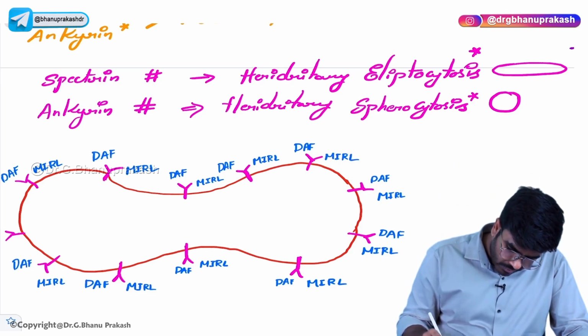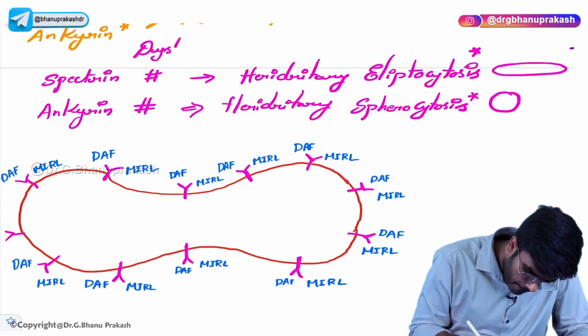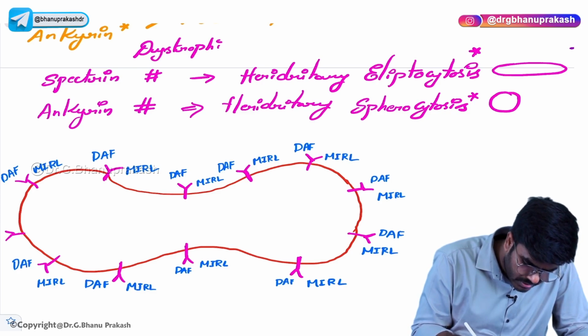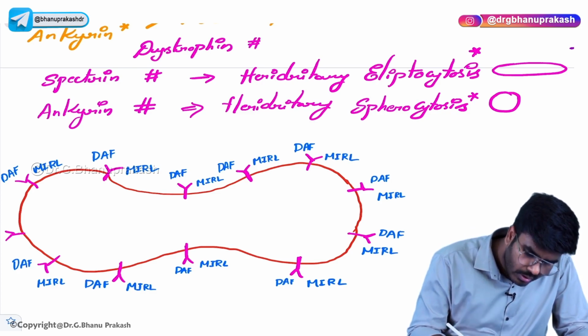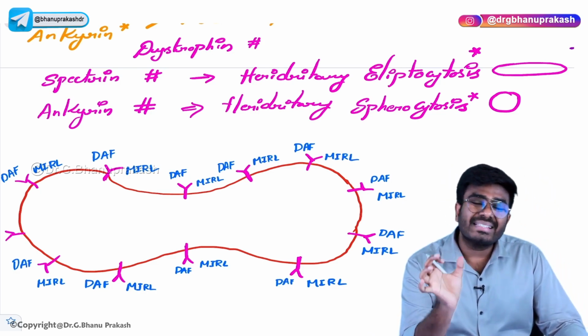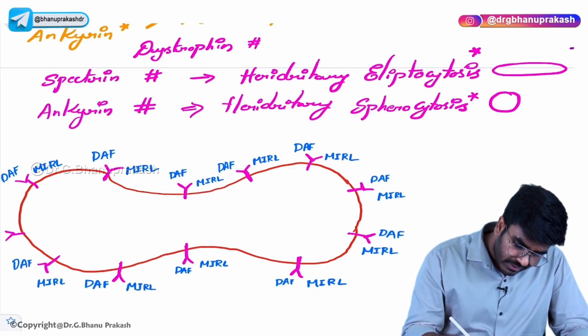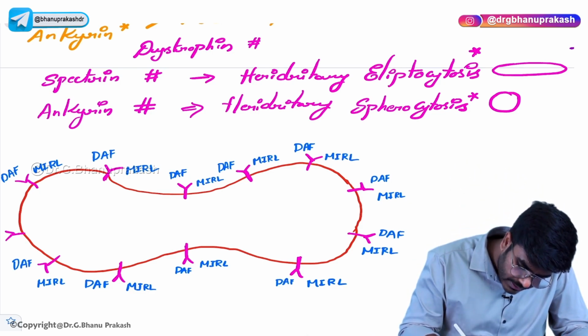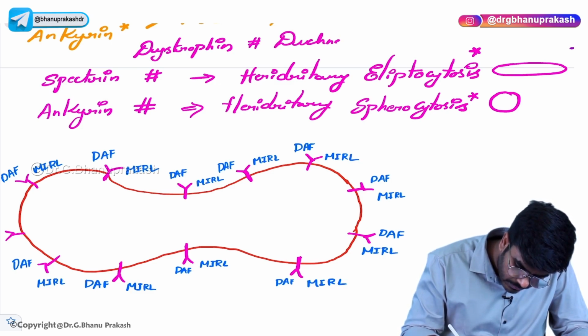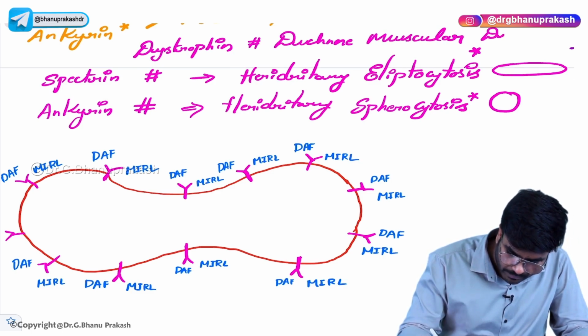Now the last point which I want you to know here is dystrophin mutation. Why? Because dystrophin is also a peripheral protein. Now dystrophin is a very important protein which is maintained in the skeletal muscle structure. Okay, it's one of the biggest proteins. Now dystrophin mutation will cause a disease called Duchenne's muscular dystrophy.